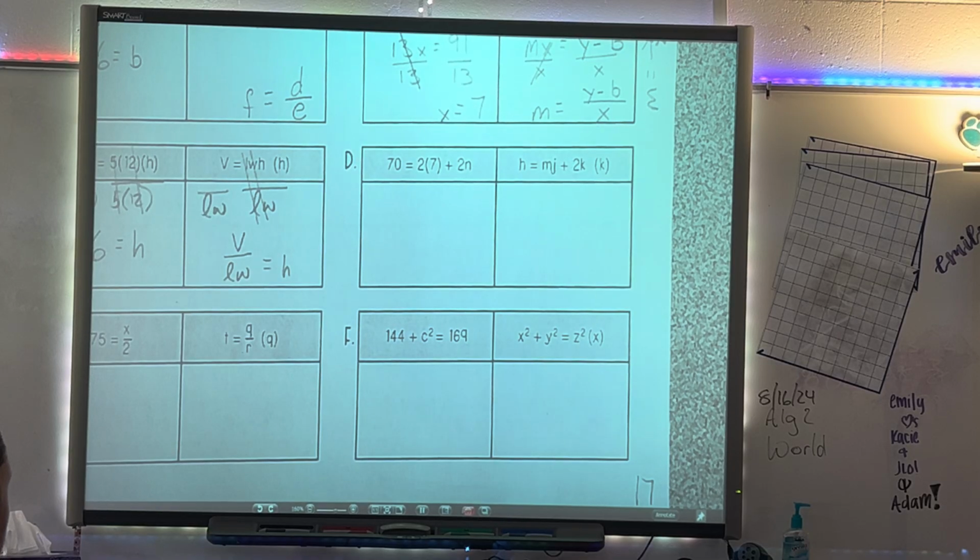They're added to the end. So if they're added to the end, how do I get rid of the addition? I have to subtract them to the other side. Does that make sense? Yes, they're multiplied together.